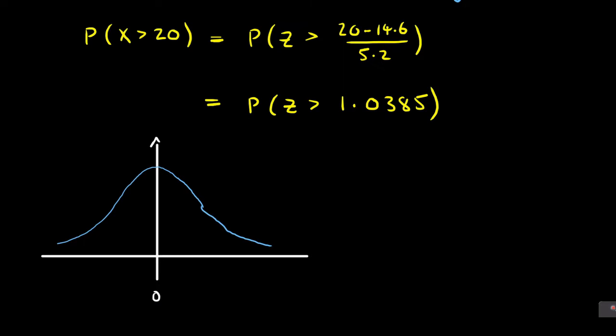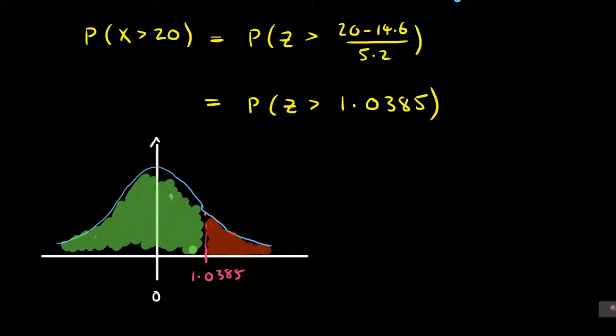Okay. Now we're being asked to find the probability that Z is greater than 1.0385. So let's indicate that here. Let's say that's our value, 1.0385. And we're being asked to find this region here, right? This probability. But this is going to be the same thing as 1 minus this probability here, that in green, because the area underneath the whole curve must be 1, because the sum of the probabilities must be 1. So if we want to find the red region, what we can do is find 1 minus the green region.